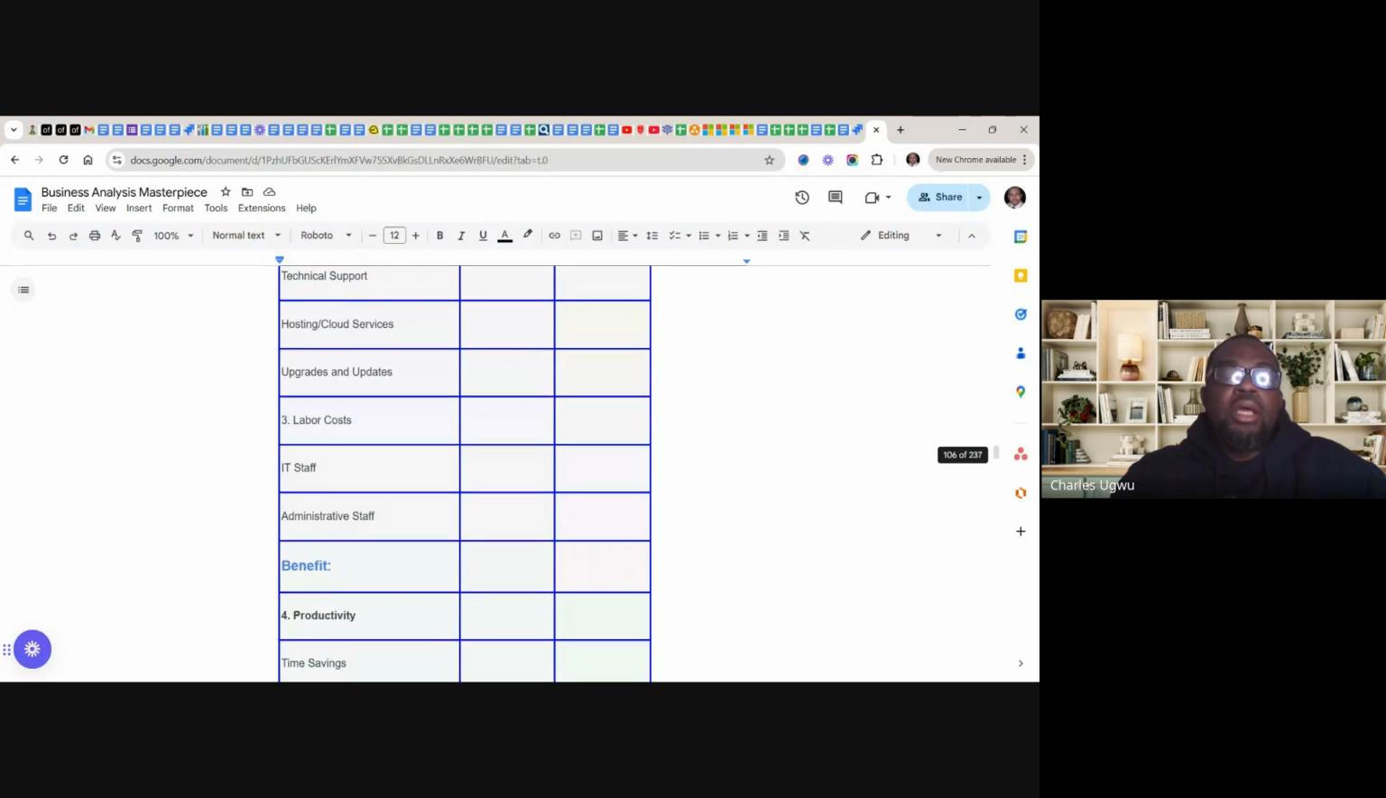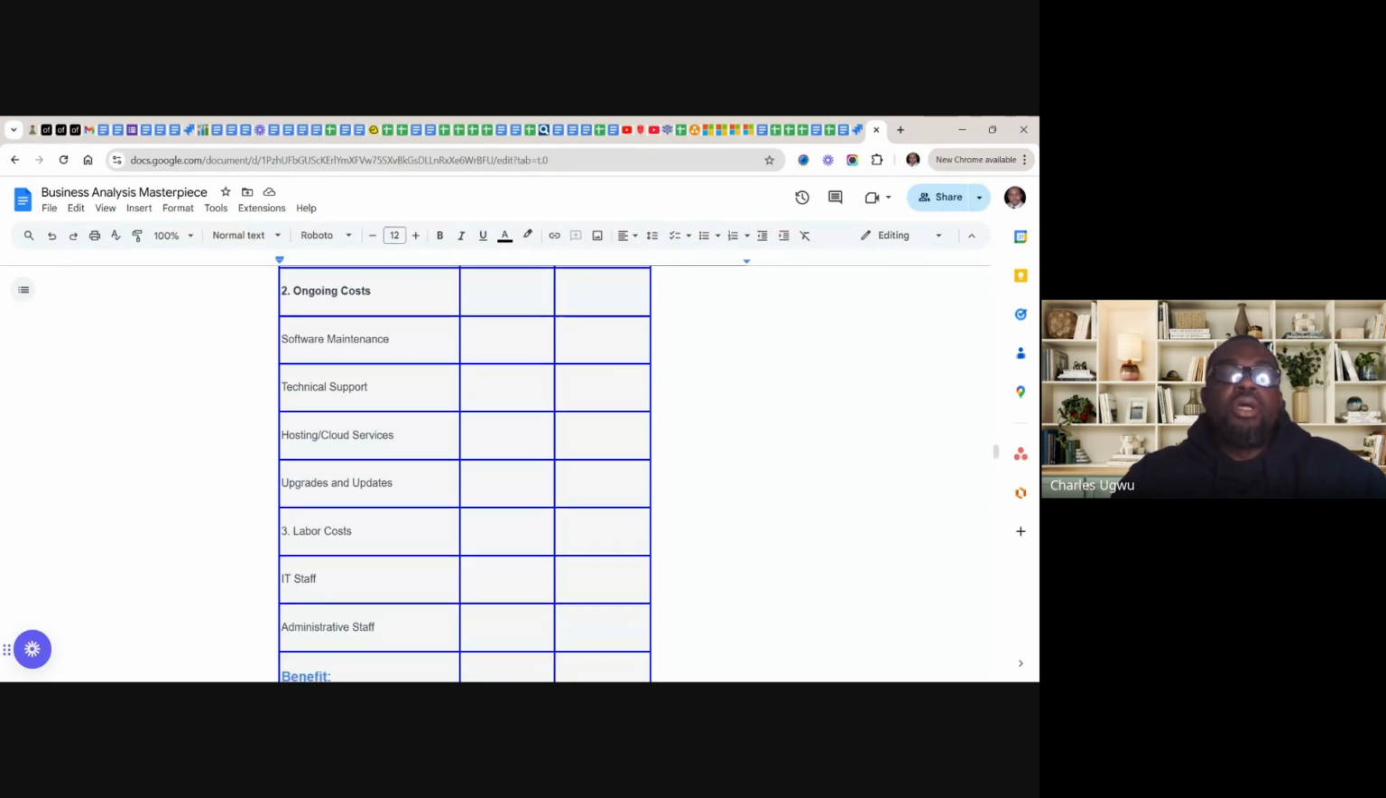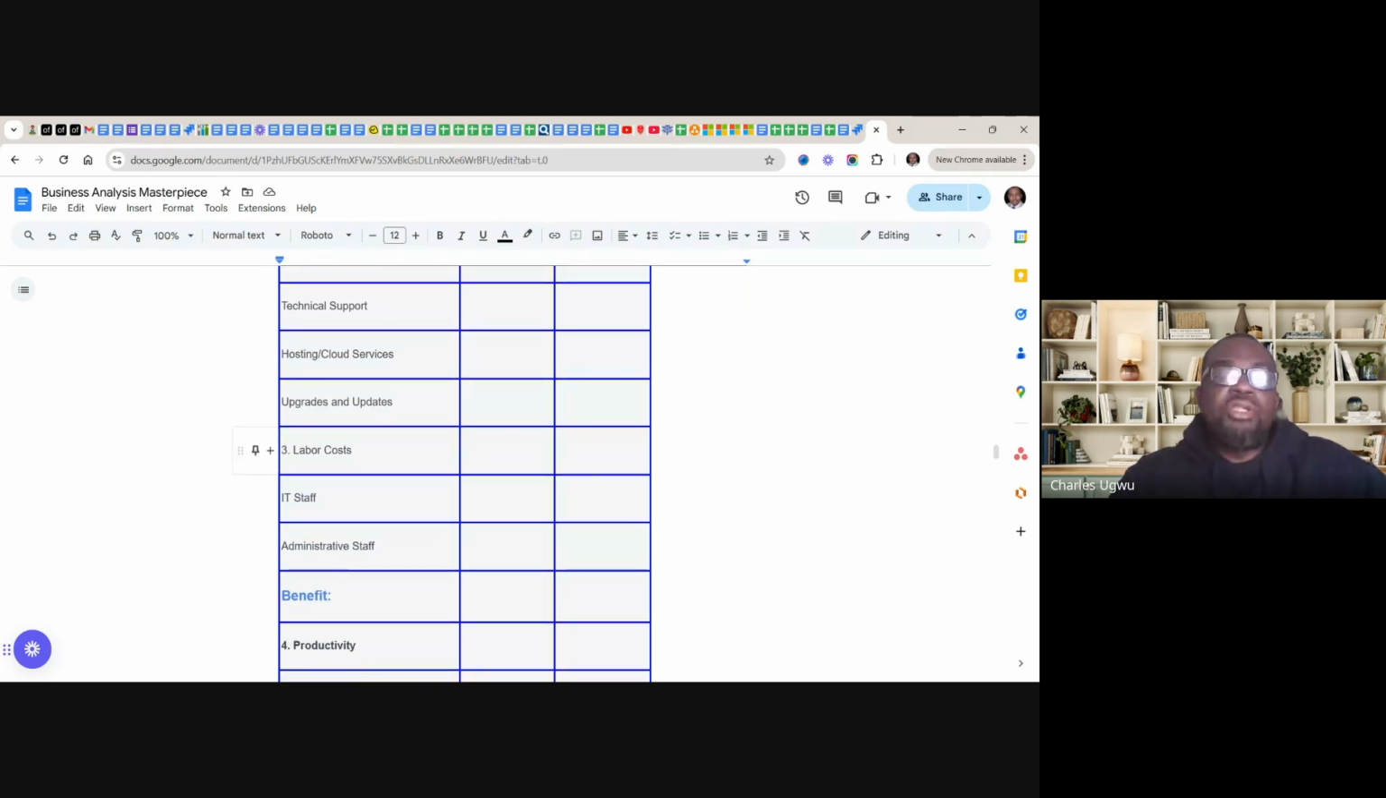Okay, then when we talk about ongoing costs, over time, when you have a solution like that, you need ongoing maintenance, like software maintenance, technical support, hosting, upgrade, labor costs, staff. So any cost that is applicable to your own project can be captured when you use a template like this. And the ones that are not related, you can remove them.